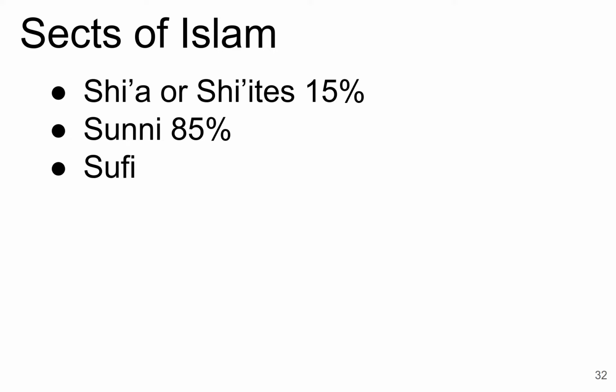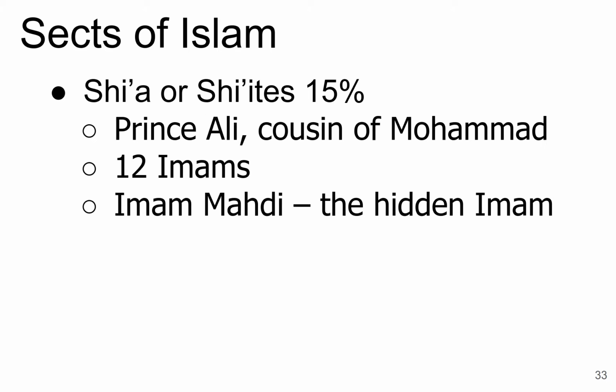The distribution of Muslims: there's the Shia or Shiites, about 15% of the Muslim world, mainly in Iran and Iraq. Sunni, 85% of the world is Sunni Muslim. So if you're not in Iran or Iraq, you're probably a Sunni Muslim. And then there's also the Sufis, who have never been large in numbers, but they're very interesting.